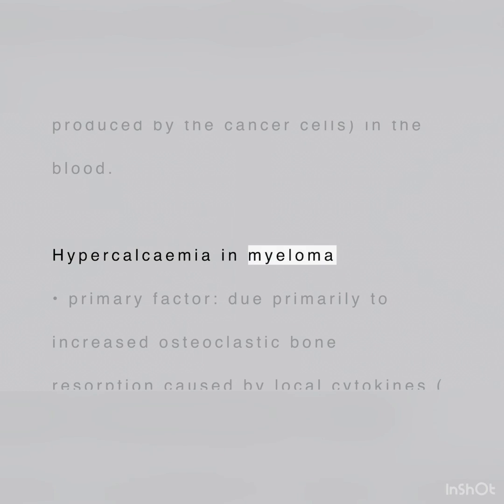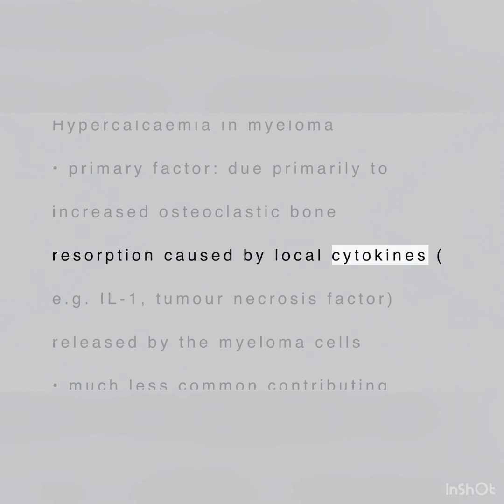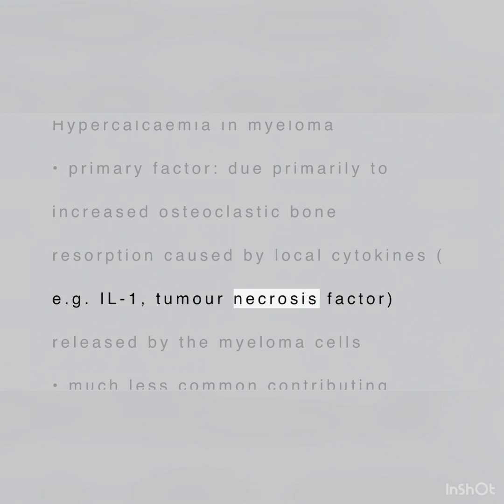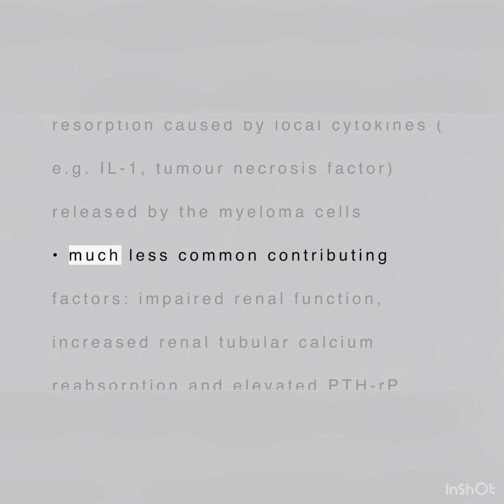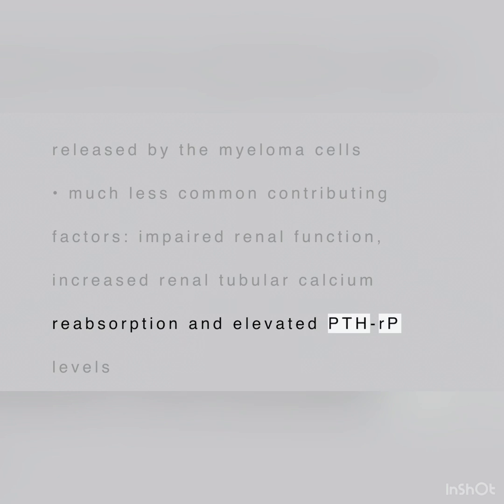Hypercalcemia in myeloma. The primary factor is increased osteoclastic bone resorption caused by local cytokines, e.g. IL-1 and tumor necrosis factor, released by the myeloma cells. Much less common contributing factors are impaired renal function, increased renal tubular calcium reabsorption and elevated PTHrP levels.